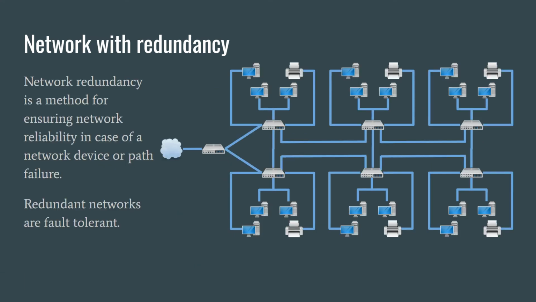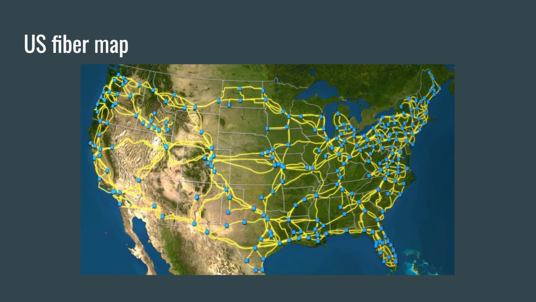So why do we have redundancy on a network? Redundancy increases the reliability of the network in the case of a device or a path failure. And one of the things we could say about a redundant network is that they are fault tolerant. So you might be wondering, can this get bigger? Can we scale this up to have even a bigger network that is still very, very reliable? And as a matter of fact, we can.